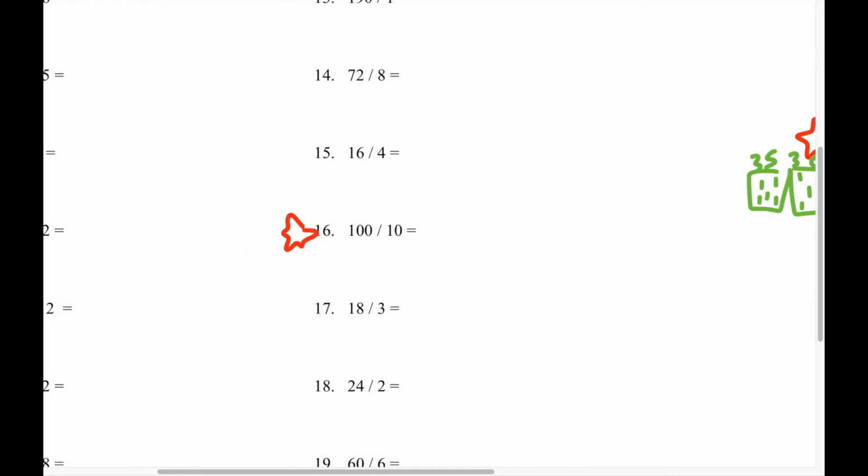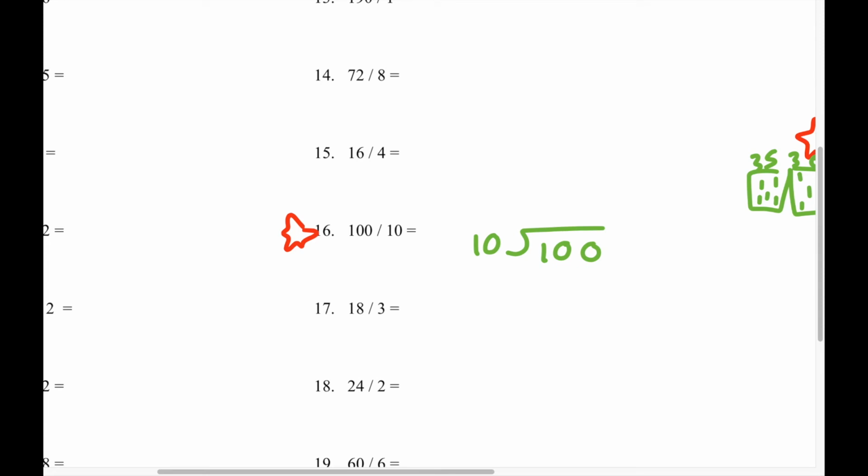Okay, let's set up. The first number is always inside. The slash means this division sign. And 10 will always be on the outside. Since this is a 2-digit number, we start on basically the second digit, not the first digit. So we're gonna start there.